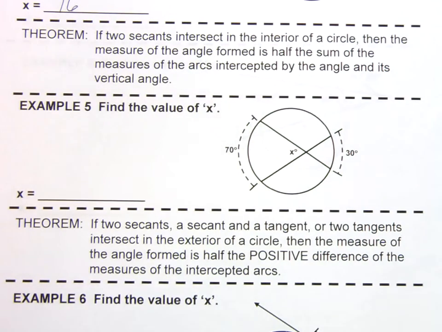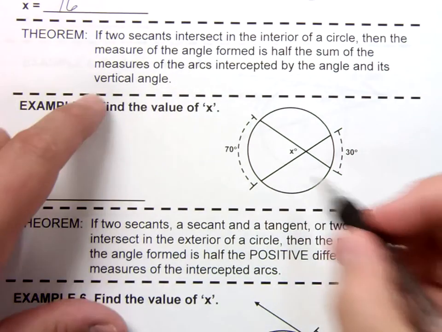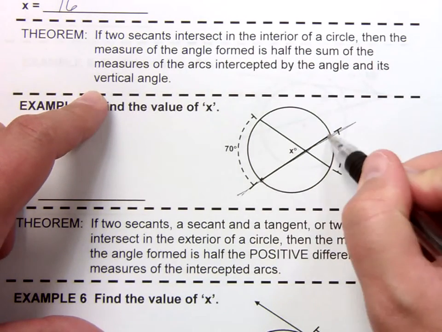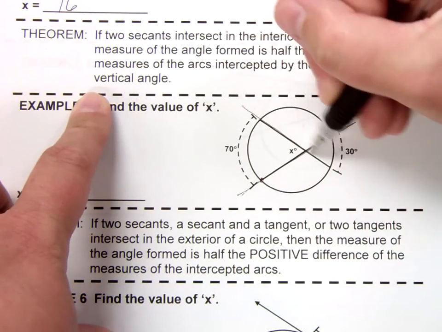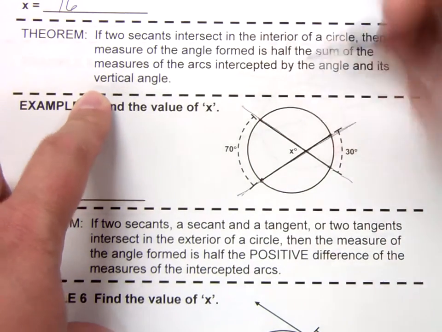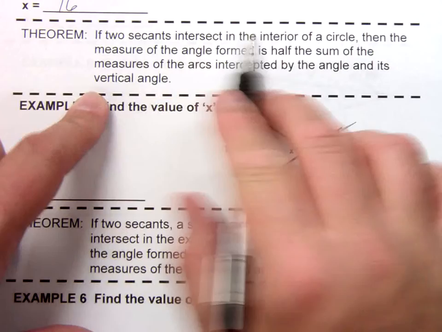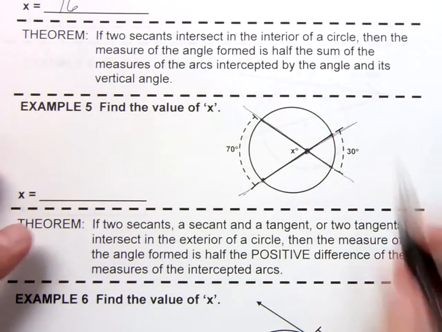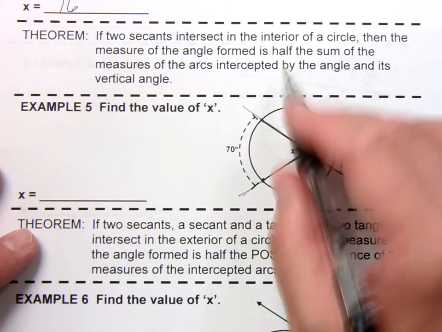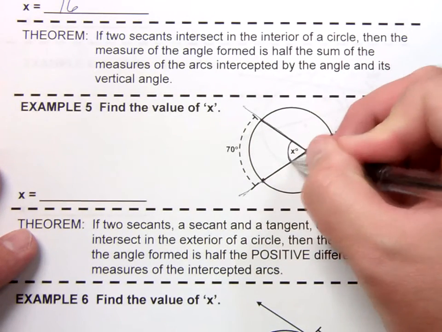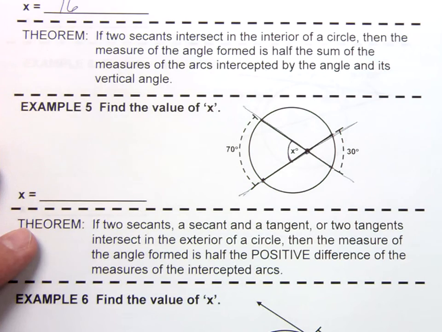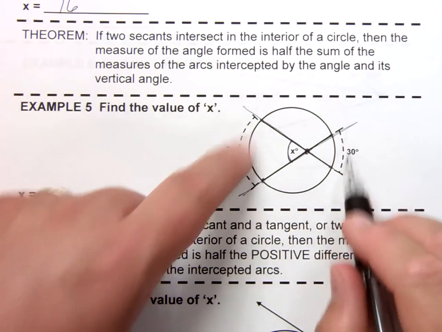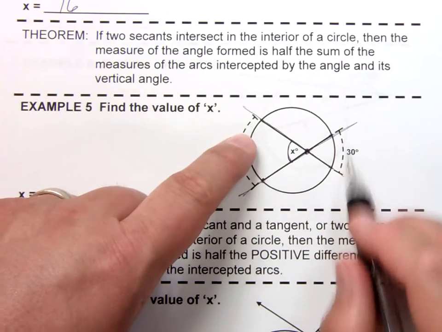Now that can be a lot to take in just reading it through one time. But notice in this picture we have a secant here intersecting the circle at 2 points. And we have a secant here intersecting the circle at 2 points. So we have two secants and they're intersecting on the interior of the circle. They're intersecting inside that circle. Alright, anytime that happens, the measure of the angle formed, so x is an angle formed by those two, it's half the sum of the intercepted arcs created by the angle and its vertical angle.